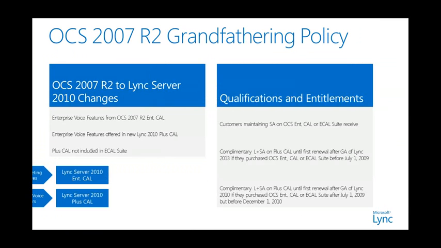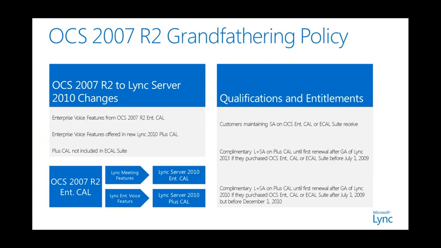I mentioned the grandfathering rights. When we had Office Communications Server 2007, the enterprise client license there included the enterprise voice functionality. However, on the release of Lync 2010, that enterprise voice functionality was pulled out of the enterprise CAL, and a new client access license, the Lync Plus CAL, was created to have that enterprise voice capability. However, if you purchased OCS Enterprise CAL or eCAL Suite before July 1st, 2009, and you maintain software assurance on that, then you would get a complimentary Plus CAL with software assurance until the first renewal of software assurance after the general availability of Lync 2013.